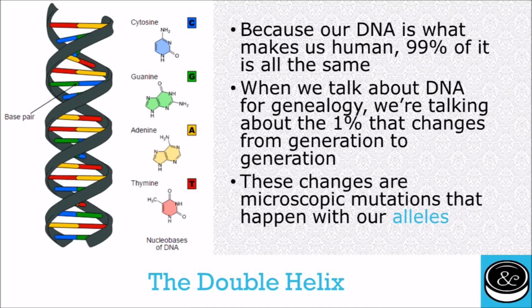And pay attention to these colors because they correspond with these nucleobases over here. You have cytosine, you have guanine, you have adenine, and you have thymine. And they're represented with the letters that they start with, C, G, A, and T. They will only form in certain combinations.